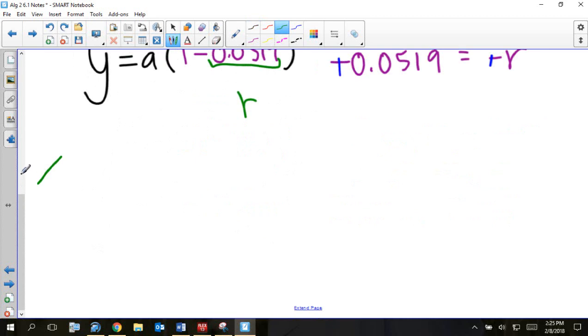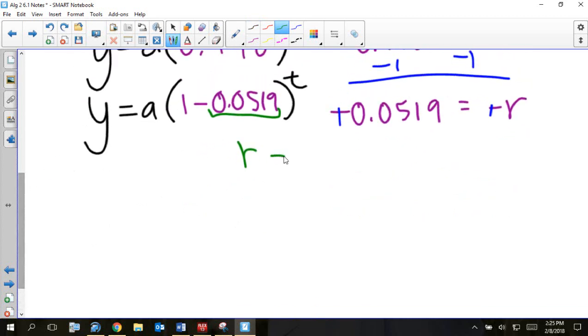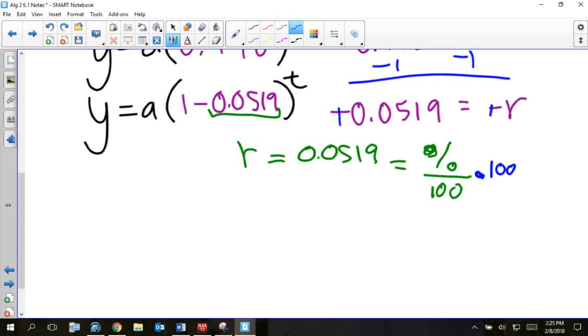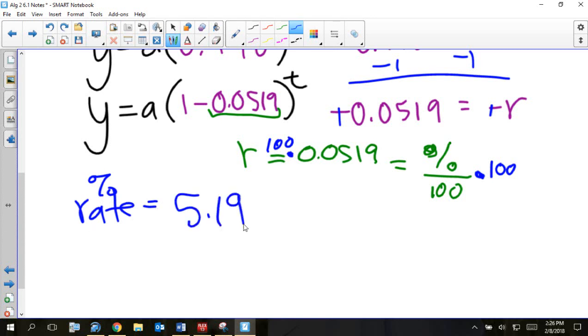But we have to write it as a percent. So our r is 0.0519, but that equals percent over 100. So to get rid of the over 100, we multiply by 100. And since it's still on my calculator, I just type in times 100. Or if you know how to multiply by 100, you don't even have to use your calculator. So my percent rate is, what is it, 5.19% through decay.